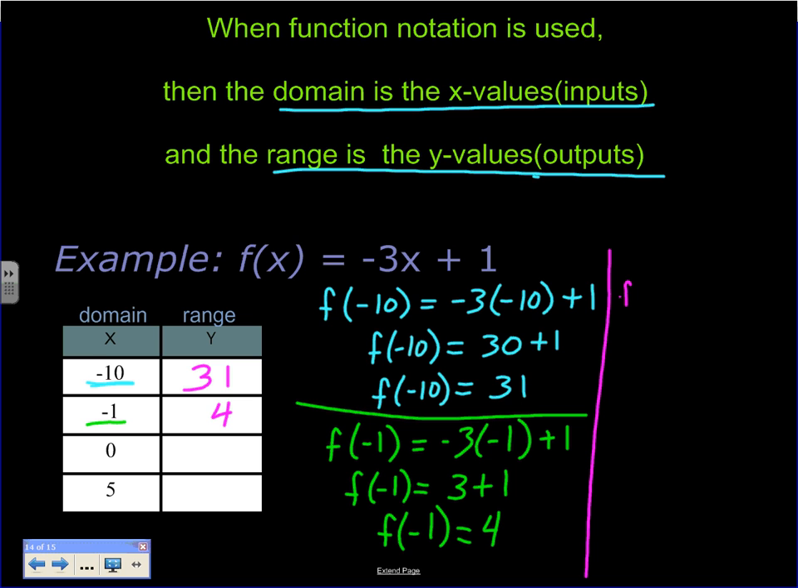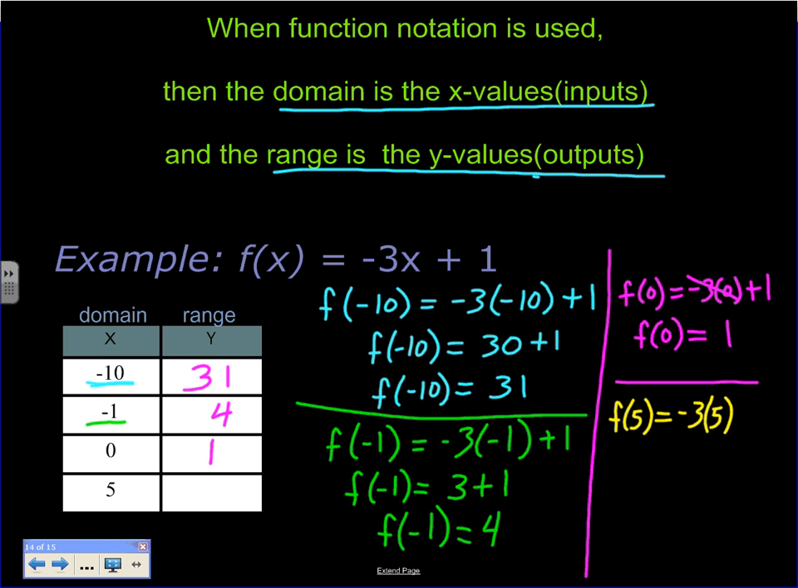How about when x is 0? F of 0 is equal to negative 3 times 0 plus 1. So f of 0 is equal to, well, negative 3 times 0 is 0. So f of 0 is equal to 1. And for the last one, f of 5 is equal to negative 3 times 5 plus 1. So f of 5 is equal to negative 15 plus 1. F of 5 is equal to negative 14. And we'll put negative 14 in underneath the y.